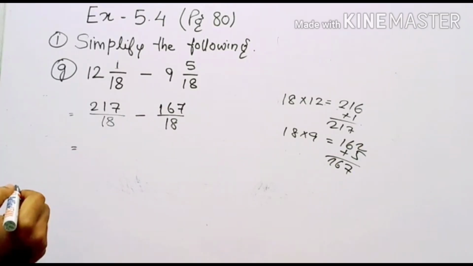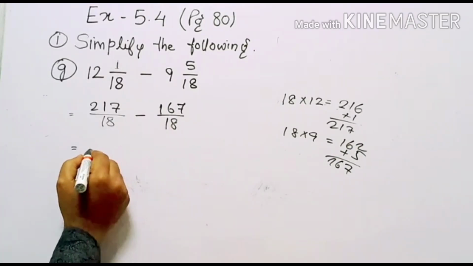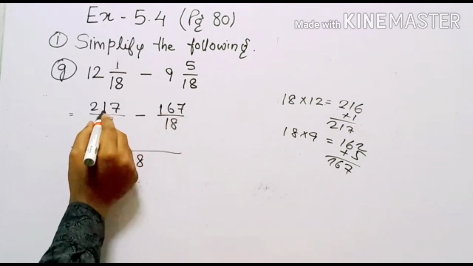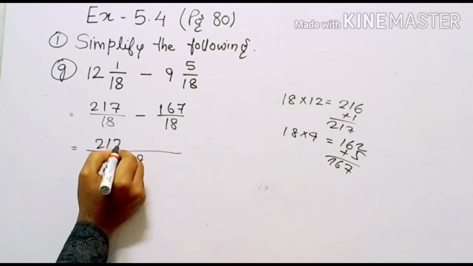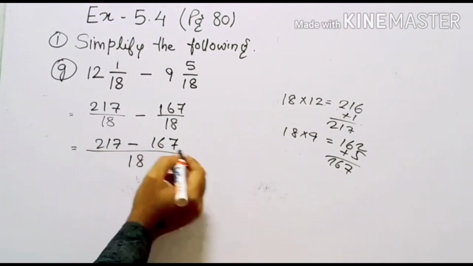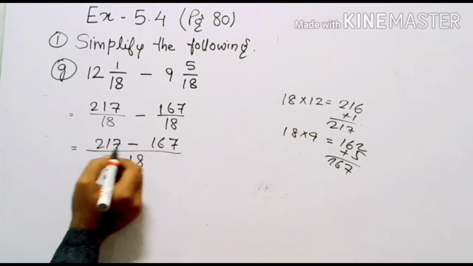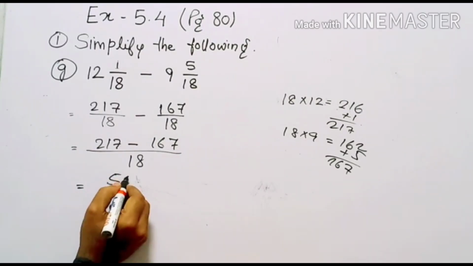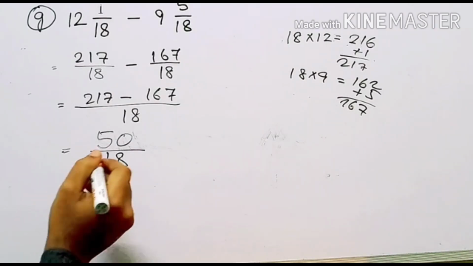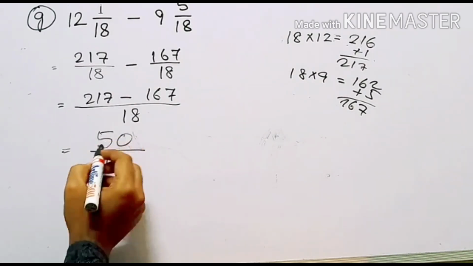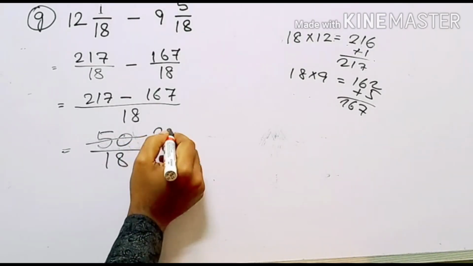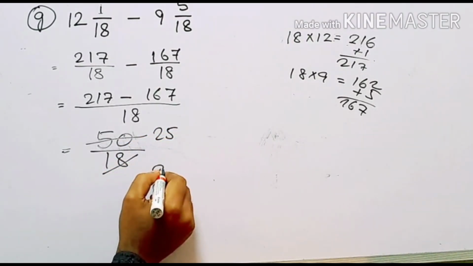Again here the denominators are same, so copy the denominator one time. Now note down this one. Okay, now subtract these two numbers. If you subtract these two numbers, you get 50 out of 18. Now reduce this improper fraction to the lowest terms by dividing these two numbers. We get 25 and 9.